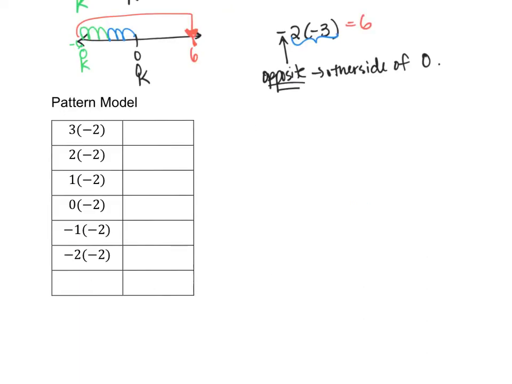So the other model for multiplication looks at patterns. We already know, looking at 3 sets of -2, that's going to be -6.